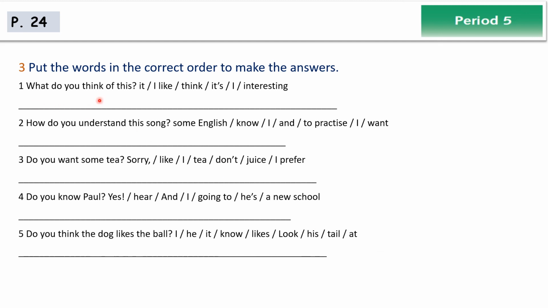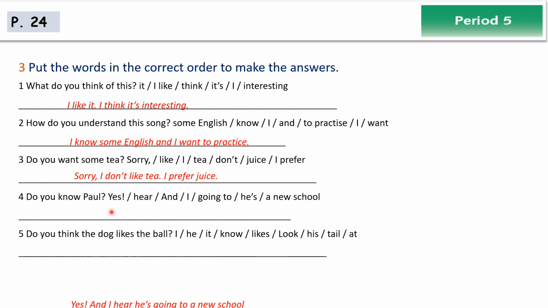Number 1, what do you think of this? Yes, I like it. I think it's interesting. 2. How do you understand this song? The answer is, I know some English and I want to practice. Perfect. 3. Do you want some tea? Sorry, I don't like tea. I prefer juice. Number 4. Do you know Paul? Perfect. Yes, and I hear he's going to a new school.